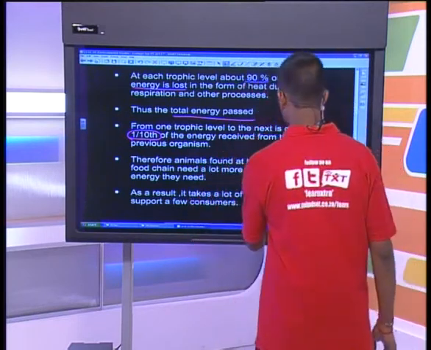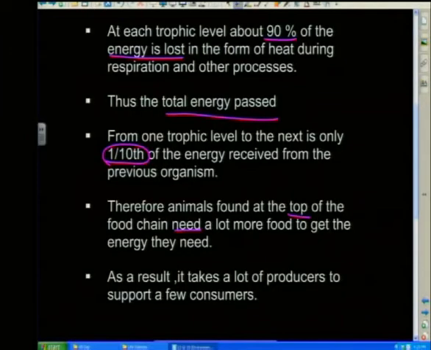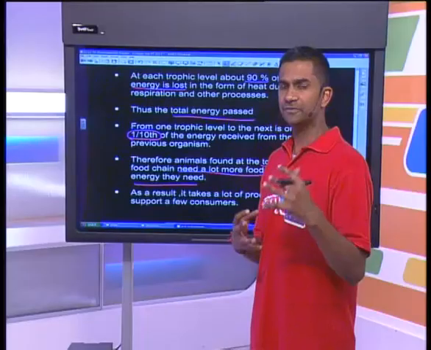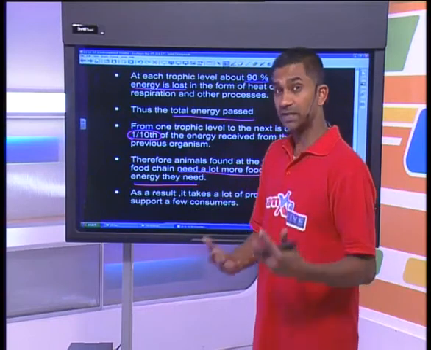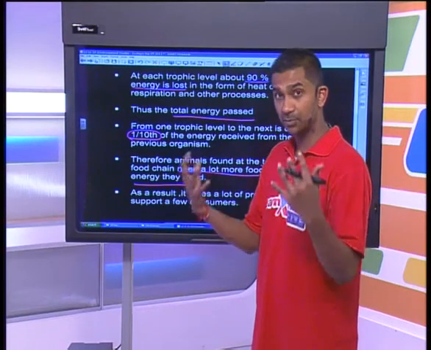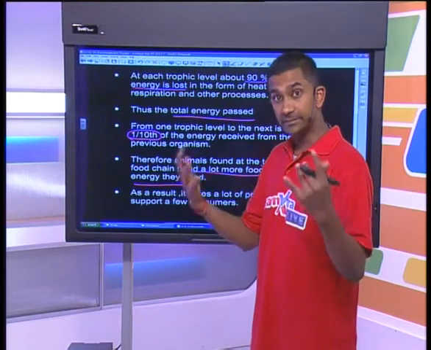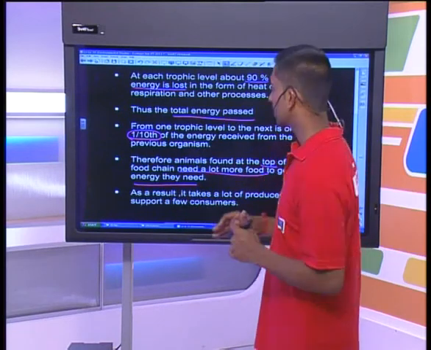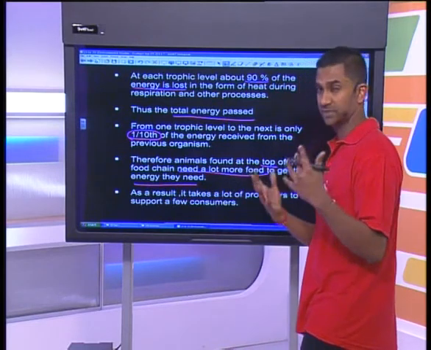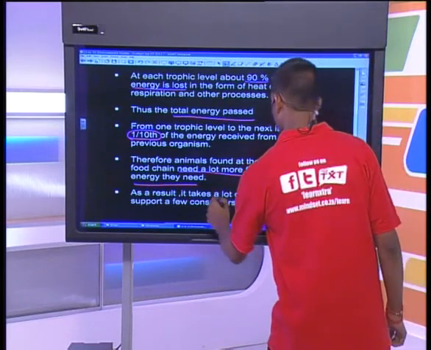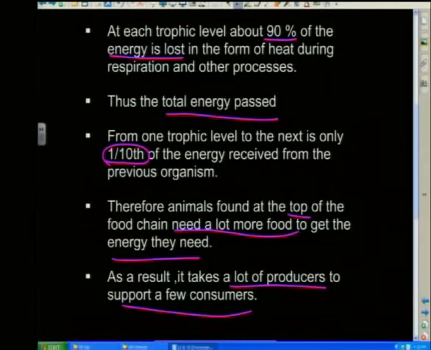Therefore, we say that animals at the top of the food chain need a lot more food to get the energy they need. If you look at a lion, it's a huge animal, and hence it needs to feed regularly to sustain its energy requirements, because it's going to run, it's going to hunt. Lots of the energy that it gets from its food is utilized in building up body mass, in moving around, and in maintaining its body temperature, so it needs to feed regularly to survive. As a result, it takes lots of producers to support a few consumers.